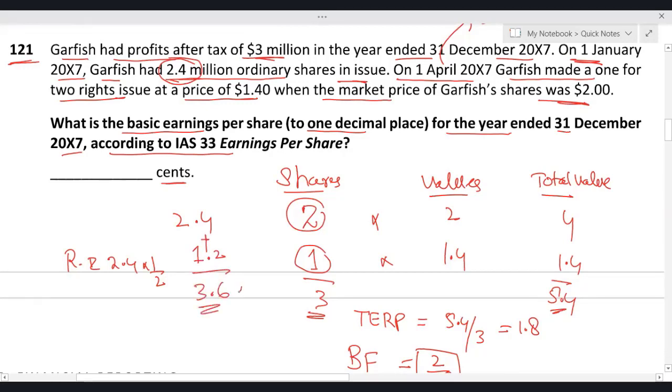Logically, after the right, the company has 3.6 million shares. Immediately before the right, we have 2.4 million shares. The company has made a 50% right issue, because 1 right against 2 shares is 50%. If you take 50% of 2.4, you get 1.2 million. So after the right, you have 3.6 million shares.